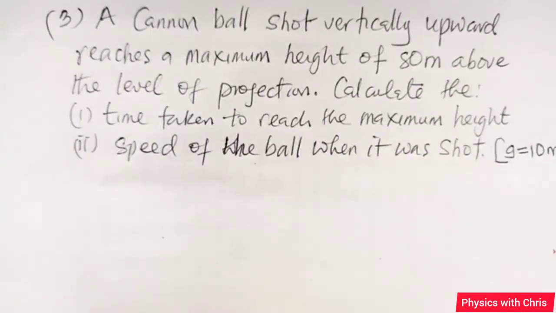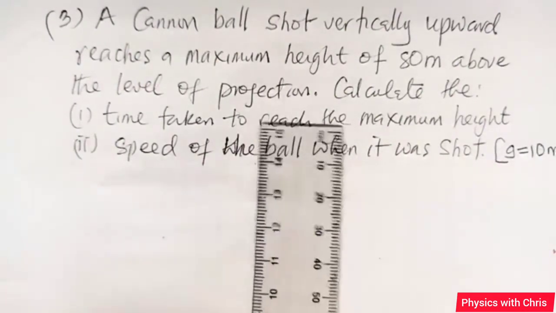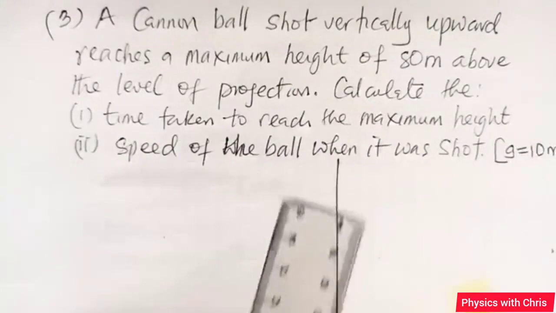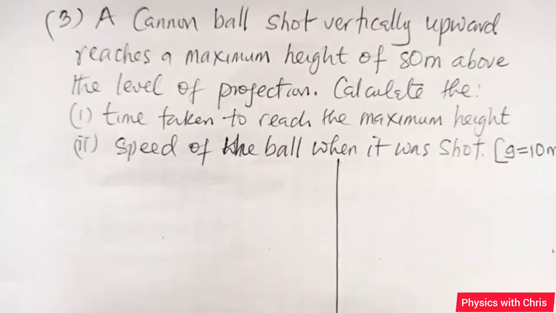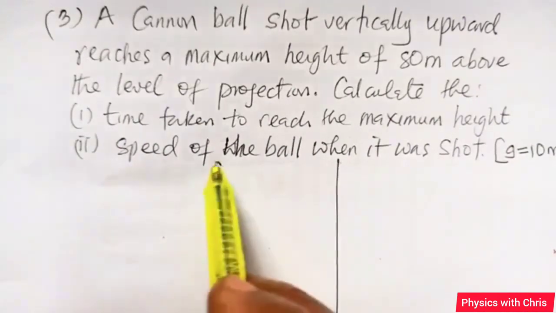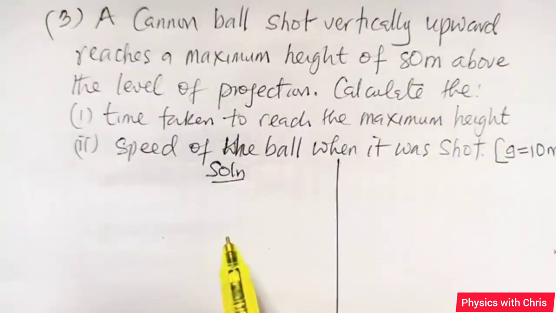Now we need to quickly look at this question. I'm supposed to show you two different ways or methods of solving this question. Number one, you can decide to calculate the speed of the ball first before finding the time taken to reach the maximum height. So for the solution, let's do that one first.